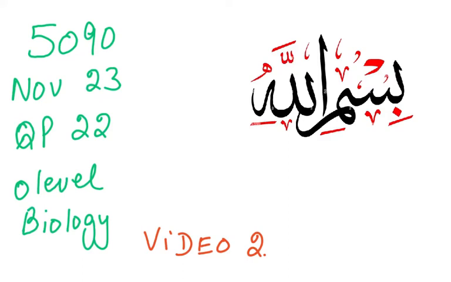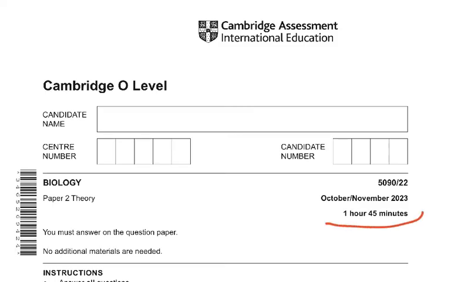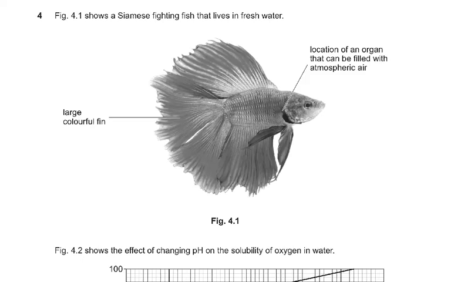Bismillah Rahman Rahim. We start the second video on question paper 2222 of the November 23 exam. This paper is for 1 hour 45 minutes and it is for 80 marks. Now coming to question number 4, we've discussed the first 3 questions in the first video.